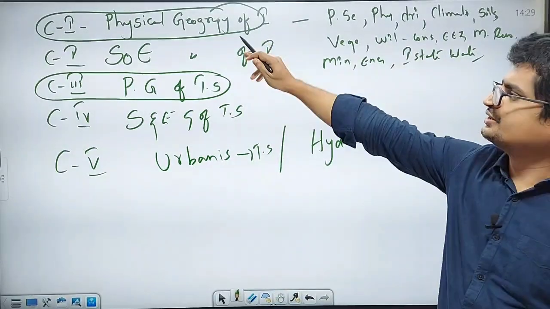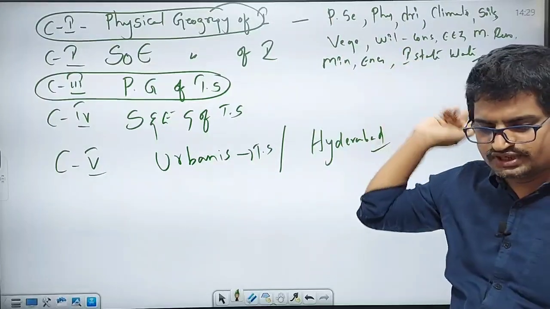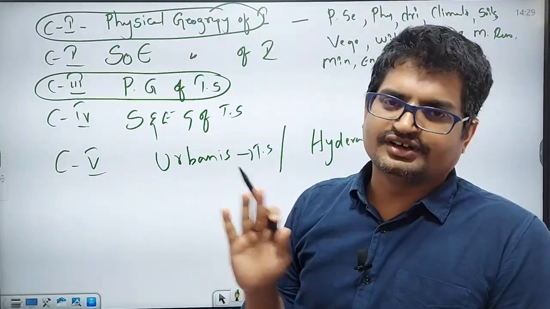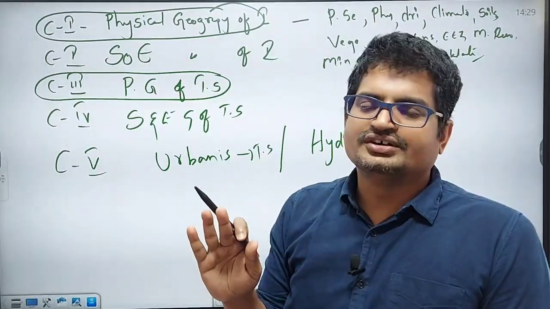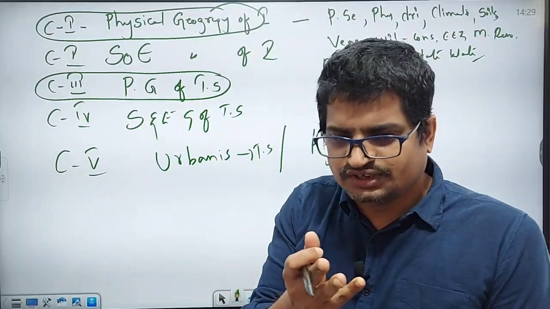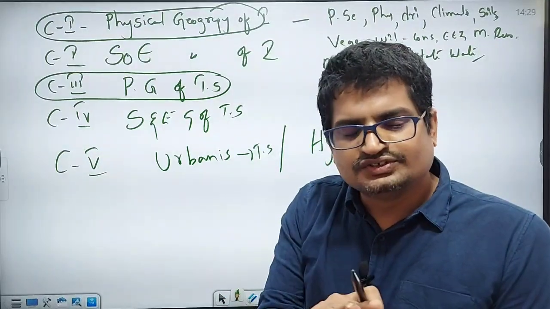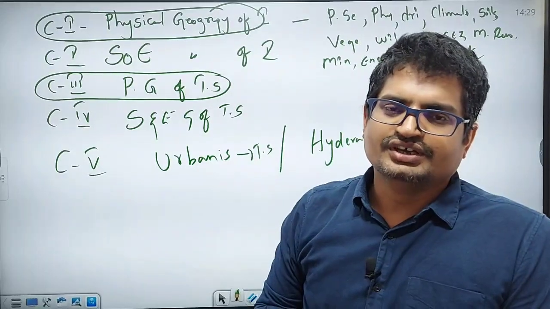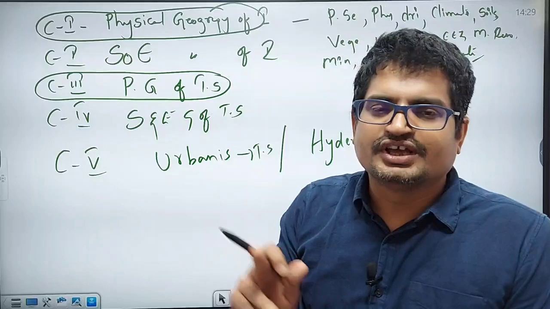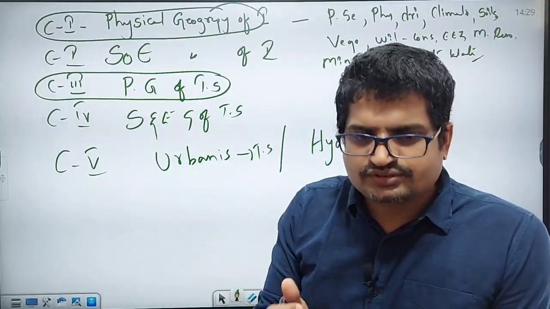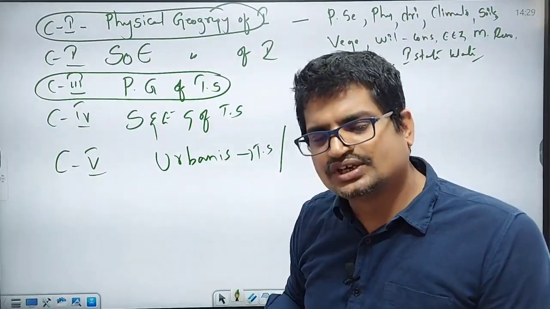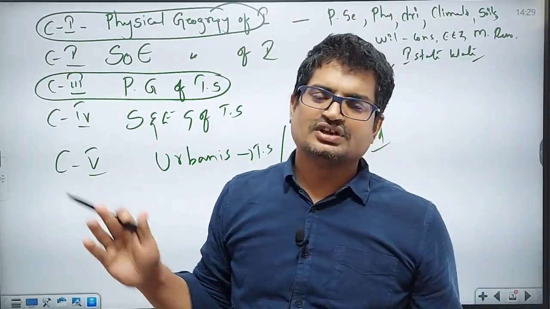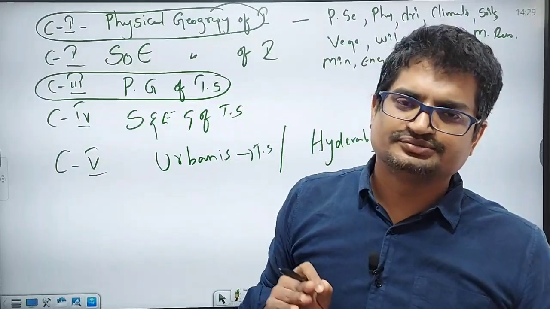These two chapters have a common syllabus: physical setting of India and of Telangana, physiography of India and of Telangana. Physical setting means the location and the relations with neighbors. And physiography means the types of landforms. Are they mountains, plateaus, plains, islands? Are they first order, second order or third order landforms, etc.